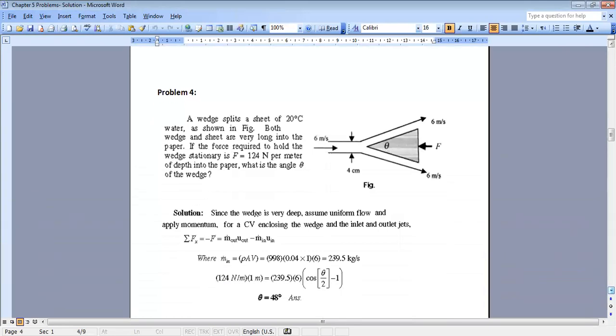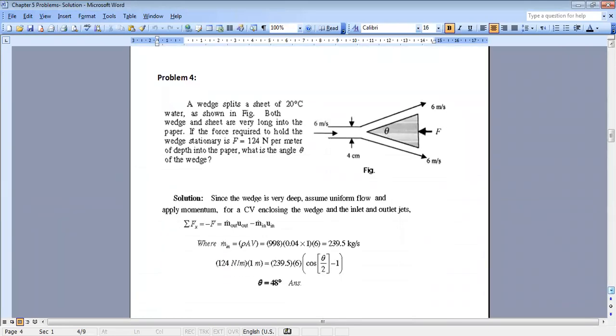Another problem. Until now, we have solved the problems on the continuity equation. Now we will start to do problems on force balance equation. We have here a wedge that splits a sheet of 20 degrees water as shown in the figure. Both wedge and the sheet are very long into the paper. If the force required to hold the wedge at rest is equal to 124 Newton per meter of depth into the paper, what is the angle theta of the wedge?